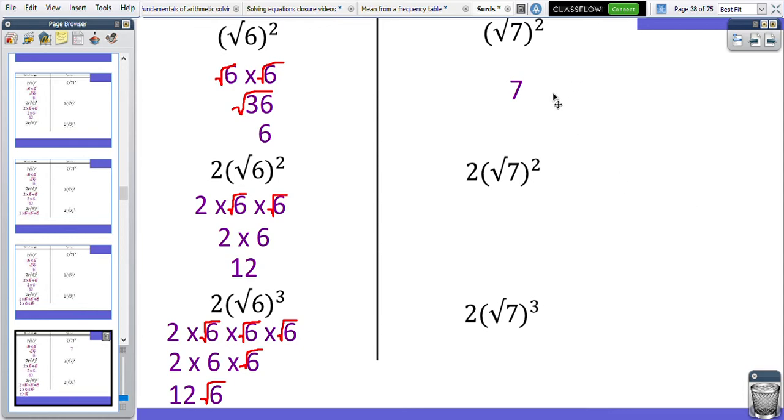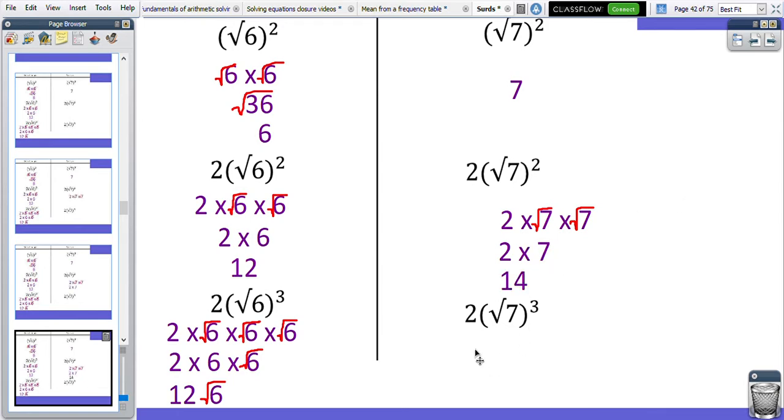Alright then, so our first one, so I've already done that one for you. So root 7 squared, we know that when you square a surd, you just get that normal number inside of it. So root 7 squared is just 7. So let's think about what two lots of root 7 squared looks like. So that would be two lots of root 7 times by root 7. And we know that when we're squaring a surd, we just get that normal version of the number. So I've got two lots of 7, which is 14.